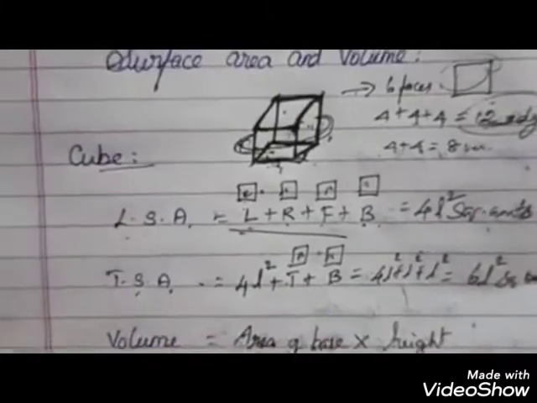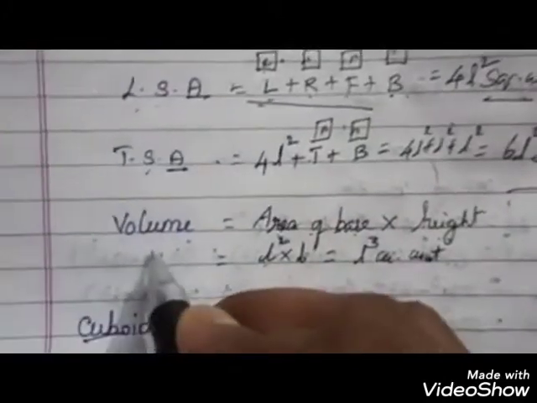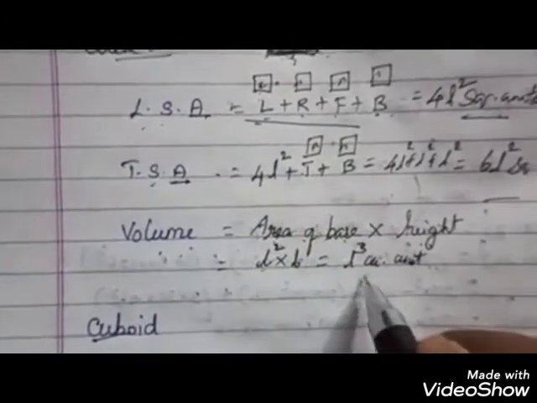So the short form: when you find out the area, the unit should be square unit. When you find out the volume, that should be in cubic units.